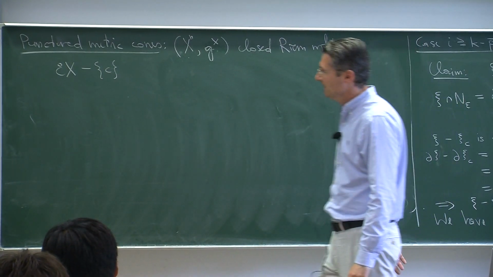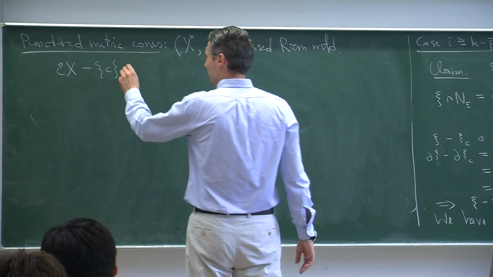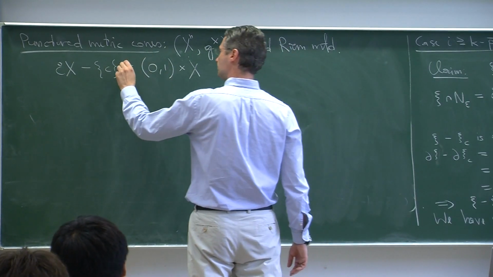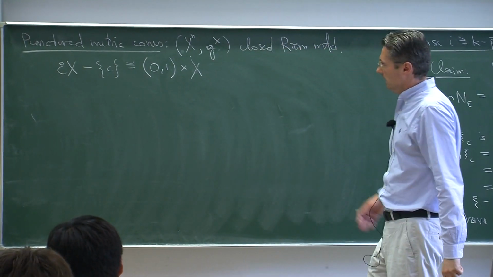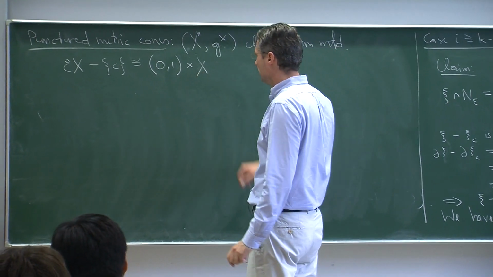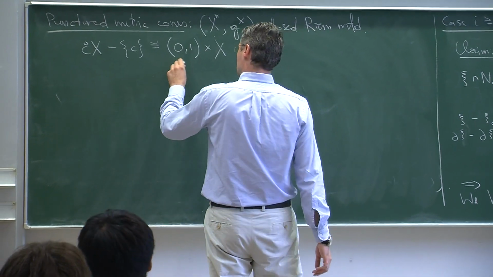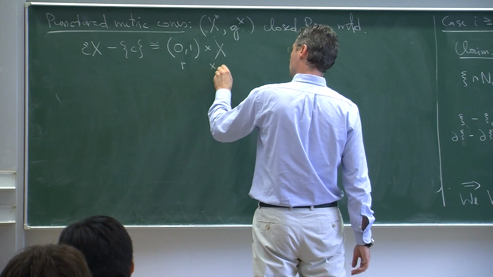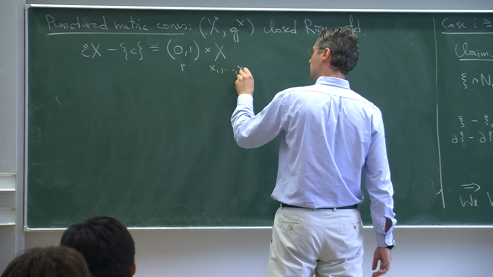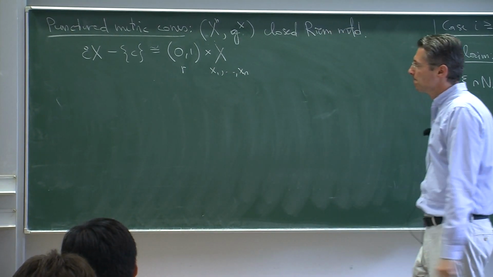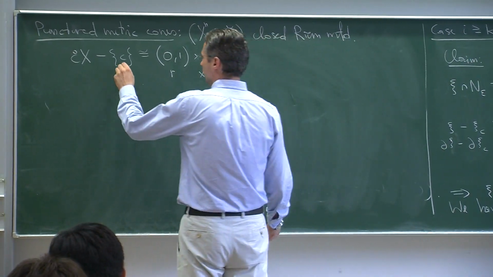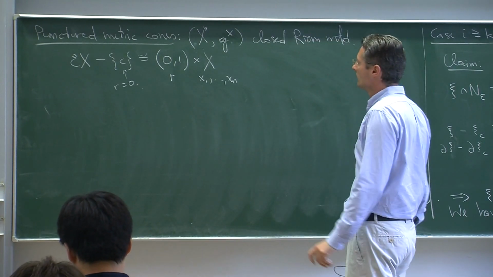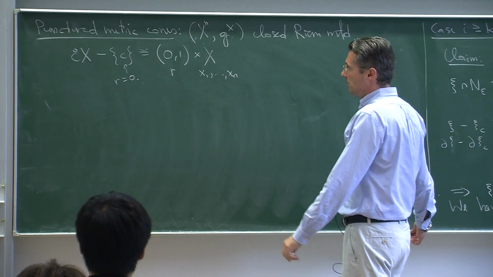Of course, that's just a silly way of writing a product, right? So this is nothing else but an interval (0,1) cross X. Let me call the standard coordinate on (0,1) r, and local coordinates here x1 through xn. And then the cone point sits at r equals 0. So that is a punctured cone.